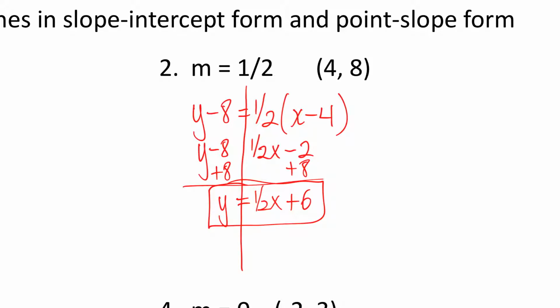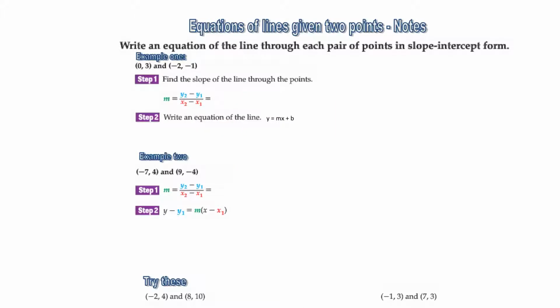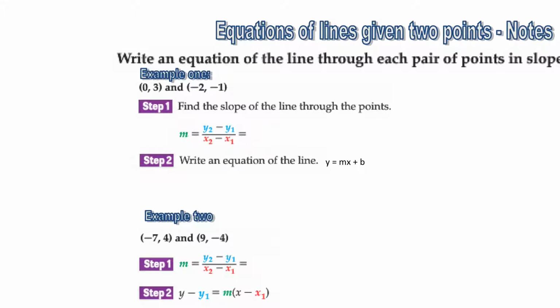Okay, so that's all. I'm going to skip the last two on the warm-up here. What we're doing today is going to be the same thing as this, except we're going to have to find the slope first. Okay? So we're going to be doing the same stuff. It's just that we're going to be given 2 points, and we've got to find the slope. And then from here, it'll be the same thing.